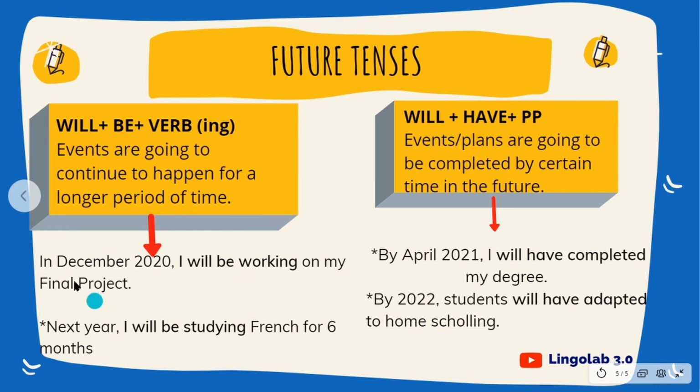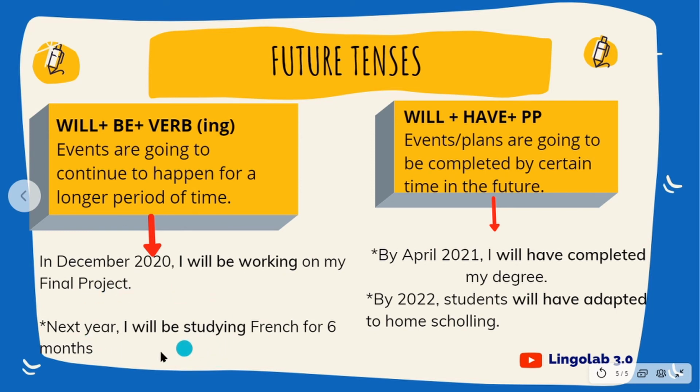What does that mean? All right, in December 2020, I will be working on my final project. So if you check here, December 2020 is the future, and it represents a period of time of 31 days, let's say. All right. So I will be working means I will not work on this like one day. It's going to be the whole period, the whole month. So in December 2020, I will be working on my final project.